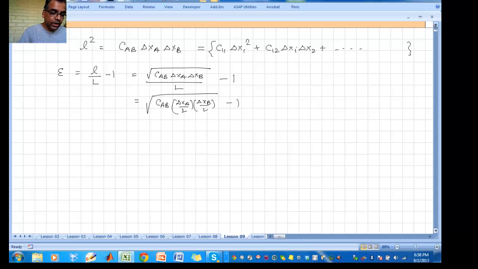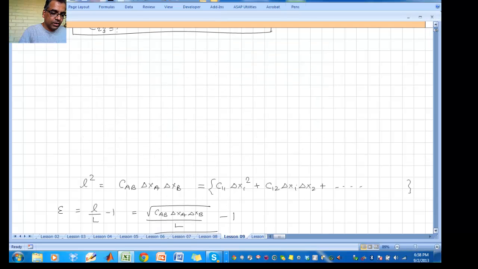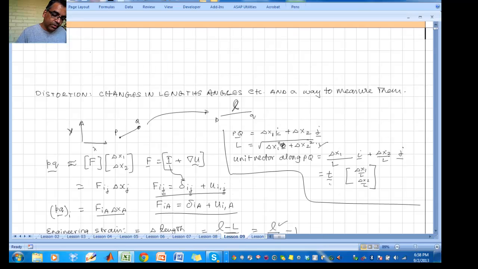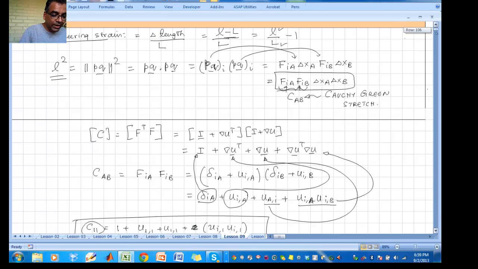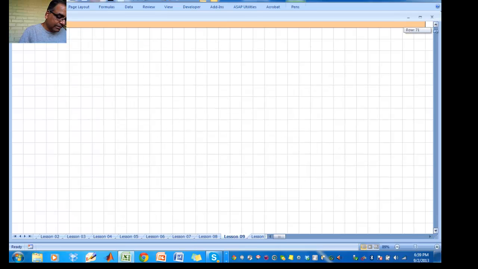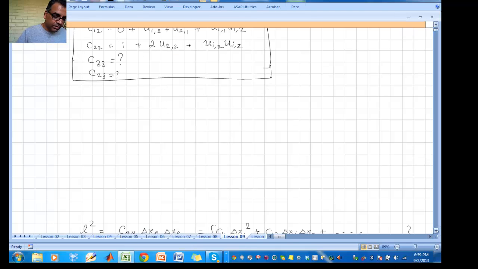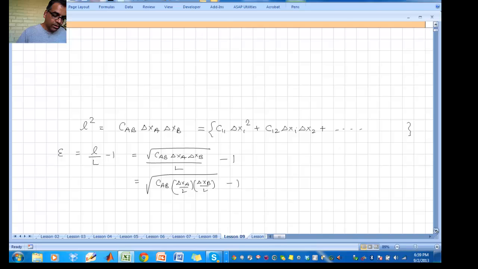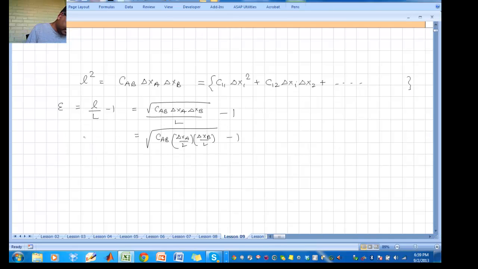So why did I do that? Because I can go up here and you will see that the components of T have delta x1 over L, delta x2 over L, and T is the unit vector. So I don't even need to actually know delta x's here to compute the strain, the engineering strain: the square root of CAB TA TB minus 1.